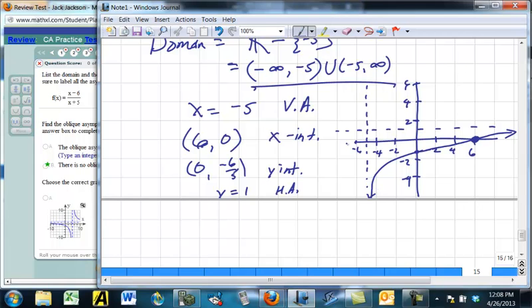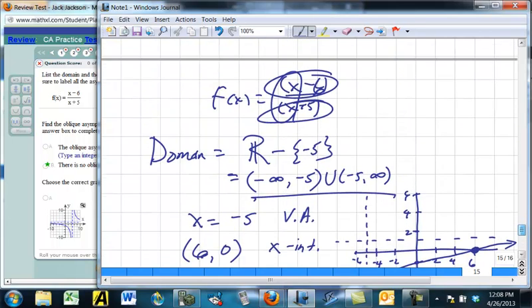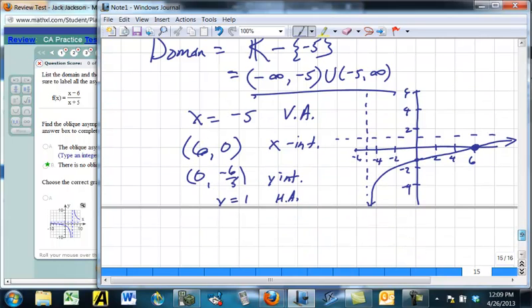It could be either down here or up here. We need to check a point, so let's try negative 6 and see where that puts us. Negative 6 minus 6 is negative 12. Negative 6 minus 5 is negative 1, so that puts us at 12. So that's quite a ways up here. So it looks like it's probably going to look something like that.